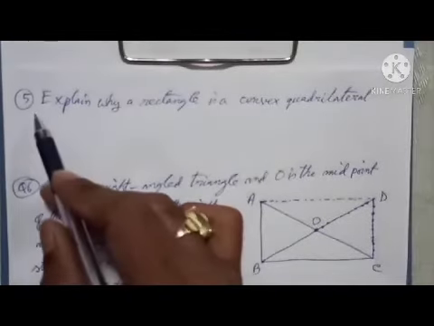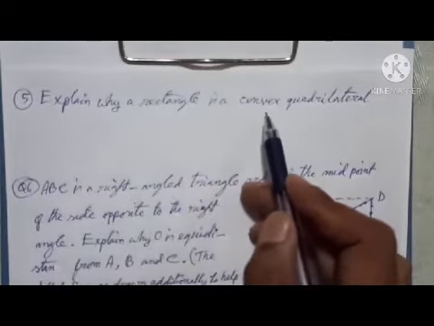Question number 5: explain why a rectangle is a convex quadrilateral.